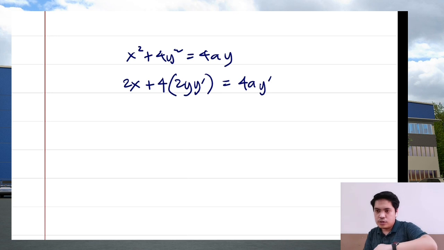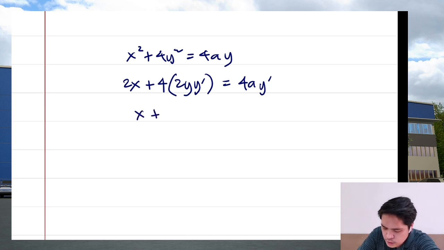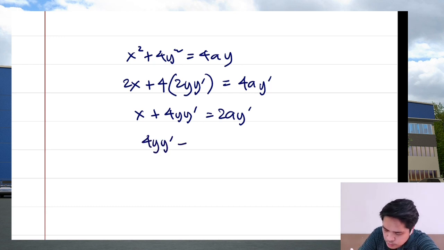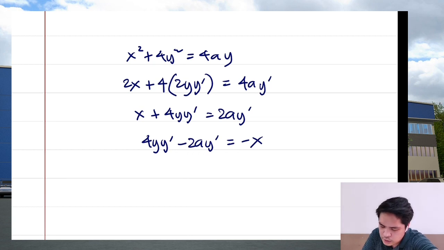Then all we need to do is to solve for y prime. So we could divide all terms by 2 because it's a common factor. So we'll have x plus 4y prime, that's equal to 2a y prime. So I canceled x, I canceled 2, then 2 din dito na cancel out. So ito na yung function natin. Then let's isolate y prime and solve for y prime. So we'll have 4y prime minus 2ay prime, that's equal to negative x. Okay? Then factor out y prime.